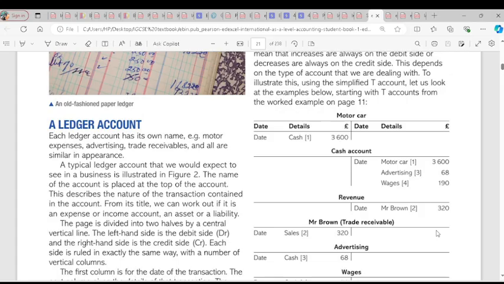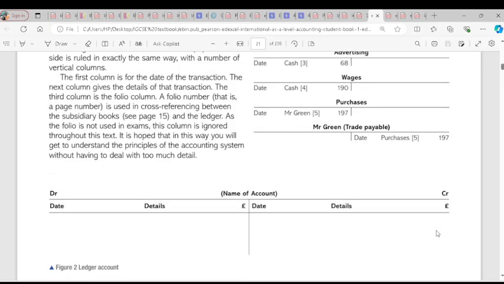Yes. So motor car account, revenue account, advertising, wages are all going to have a debit entry because they received money from cash. So for all these transactions, cash account will have a credit entry. You credit the giver, you debit the receiver. The receivers here are motor car, revenue, advertisement, wages, trade receivables, and the rest. Do you understand?